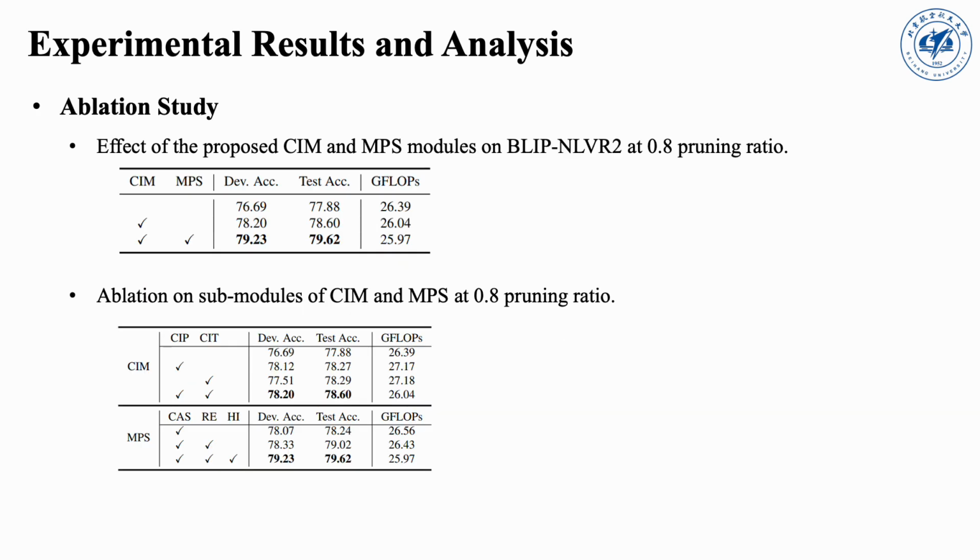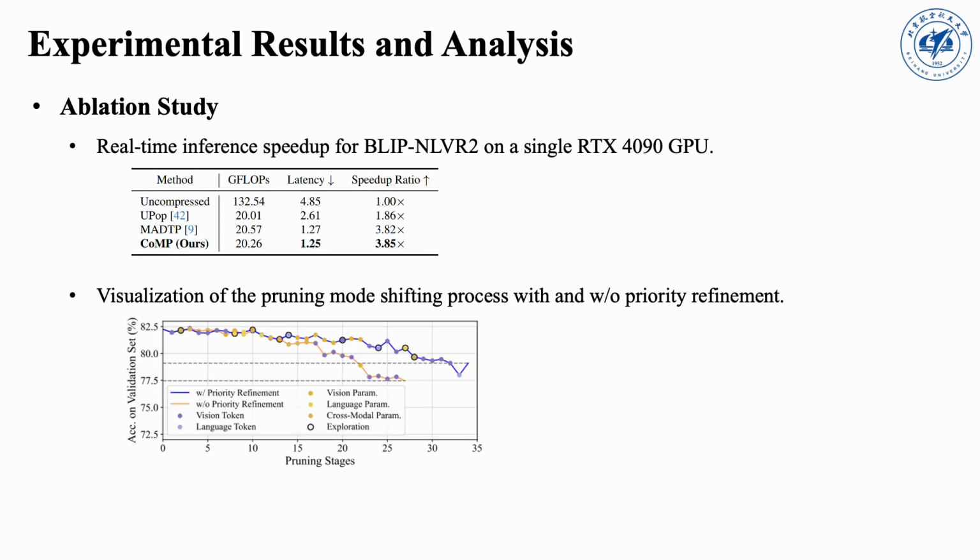Ablation studies further confirm the contribution of each module. CIM improves accuracy by mitigating the interference between the parameter and token importance estimation. MPS brings further gains by adaptively executing the pruning mode with higher current redundancy. We also evaluate practical inference efficiency on a single RTX 4090 GPU. COMP achieves up to 3.85 times speedup while maintaining SOTA accuracy.